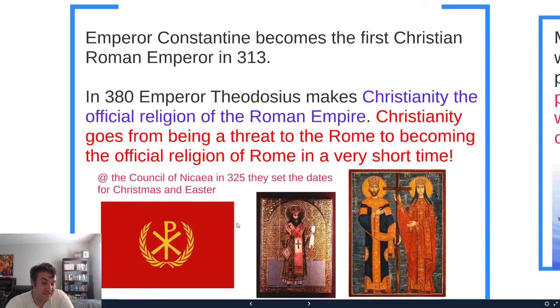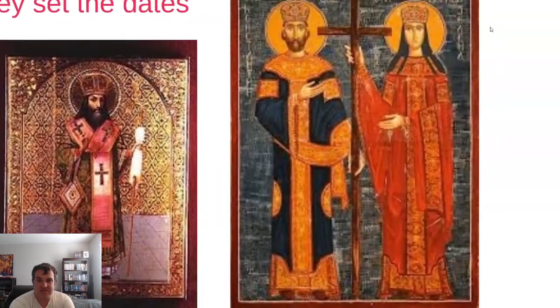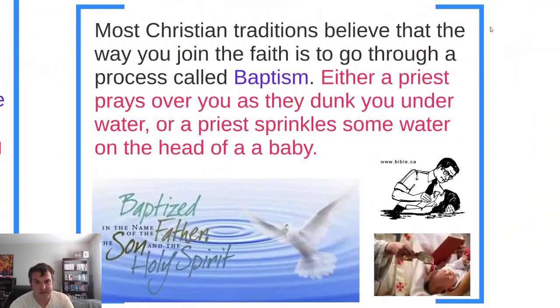And this is the flag of the later Roman Empire, okay? They really took on Christianity wholeheartedly. And what is this symbol called again? The Chi Rho. And here are the later Roman emperors, okay? They're starting to look quite medieval and no longer looking like ancient Rome at all. So the Chi Rho, Theodosius, being hardcore into Christianity.